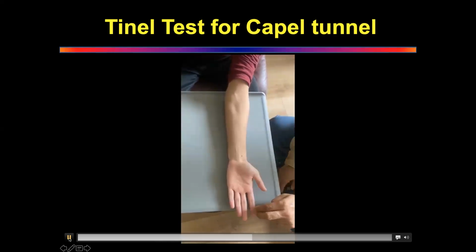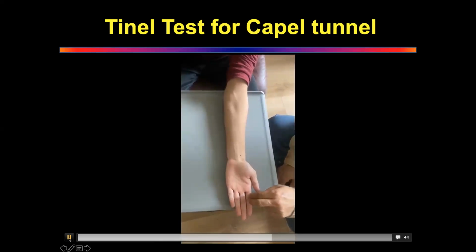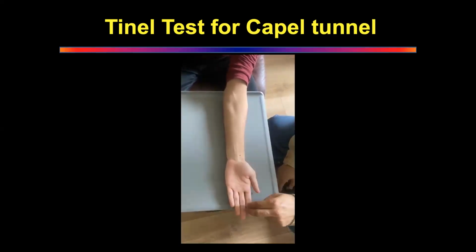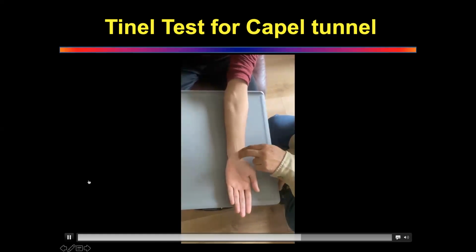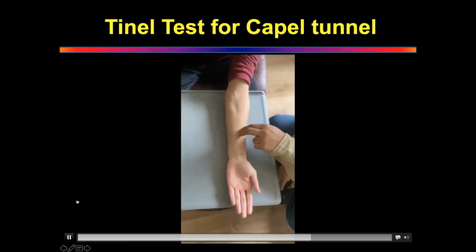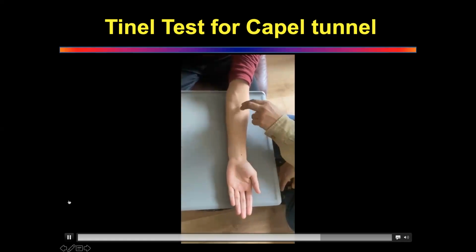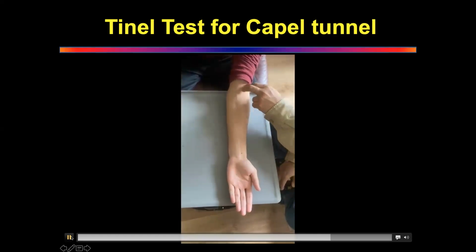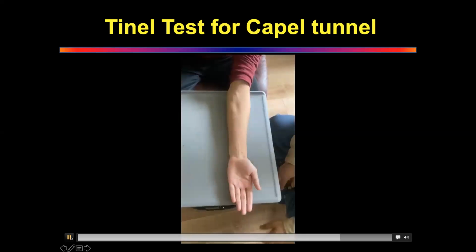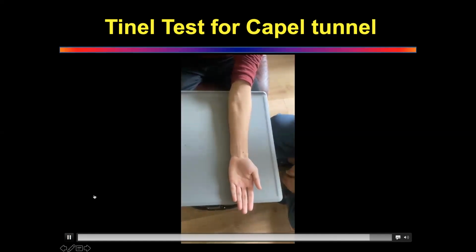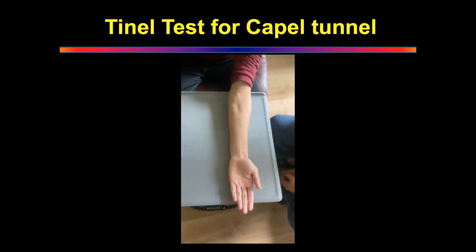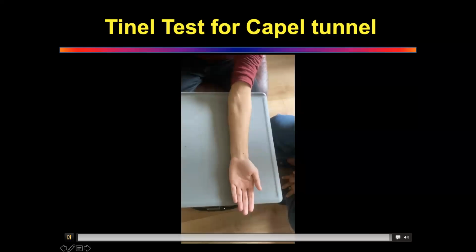A further modification is that the tapping should be done along the distribution of the median nerve. So you start with the index finger and keep tapping down into the wrist, and then continue tapping along the flexor area of the arm into the elbow. At any point, if you get symptoms, then it is positive. The sensitivity of this test is around 60% and the specificity is around 52%.